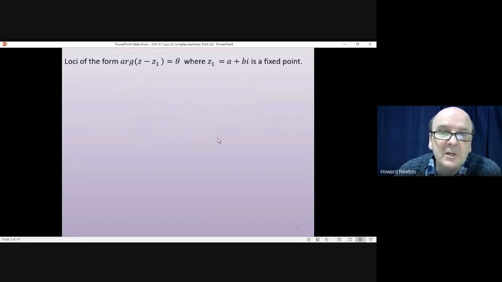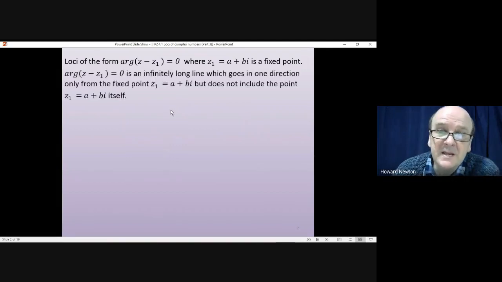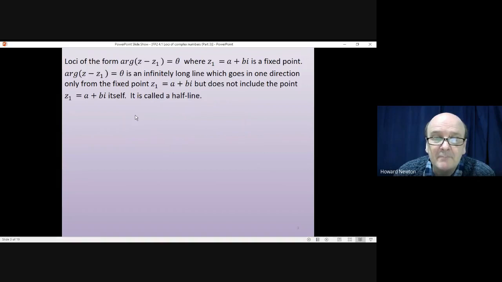In particular, we're looking at loci of the form the argument of z minus z1 is equal to theta, where z1 is a fixed point in space. That's saying that the angle between a point and some fixed point is always equal to a constant angle theta. What that gives you is an infinitely long line, which goes in one direction only from the fixed point z1, but doesn't actually include the point z1 itself. It's called a half line, and the reason why it's called a half line will become clear in a minute.